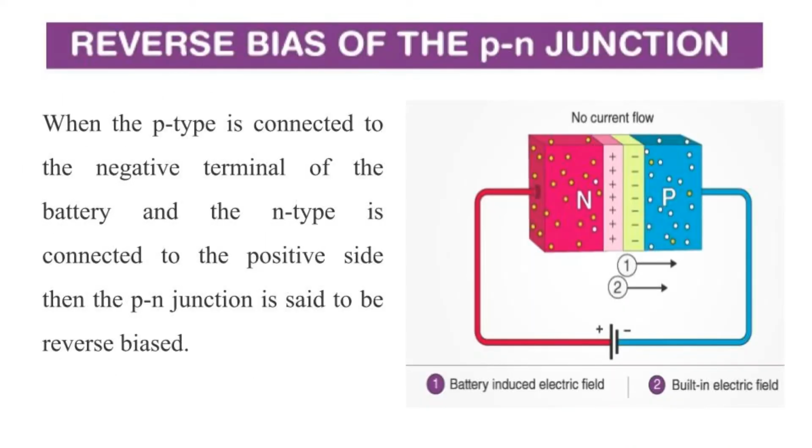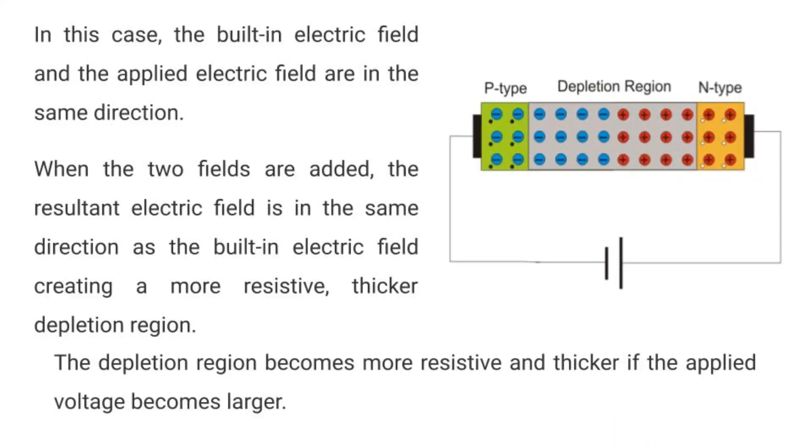When the P-type is connected to the negative terminal of the battery and N-type is connected to positive side, then the PN junction is said to be reverse biased. So you can understand from the diagram. In this case, the built-in electric field and the applied electric field are in the same direction. When the two fields are added, the resultant electric field is in the same direction as the built-in electric field, creating more resistive, thicker depletion region. The depletion region becomes more resistive and thicker if the applied voltage becomes larger.